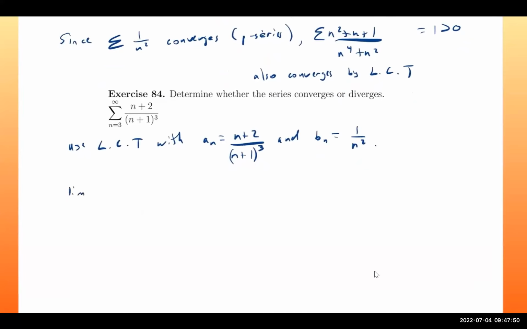So now we take the limit as n approaches infinity of a sub n over b sub n. That's going to be n plus 2 over n plus 1 cubed. And when you divide, once again, by 1 over n squared, you're going to be multiplying by the reciprocal, which means you're going to have the n squared there. Might as well distribute.